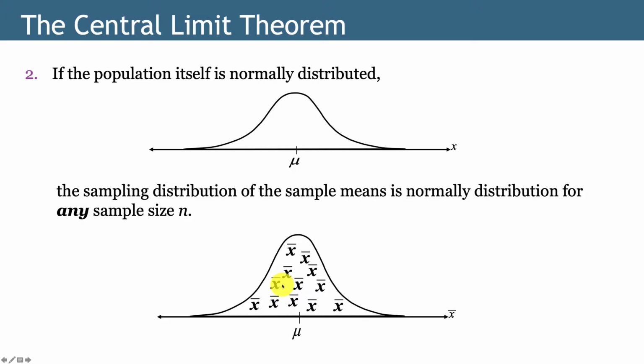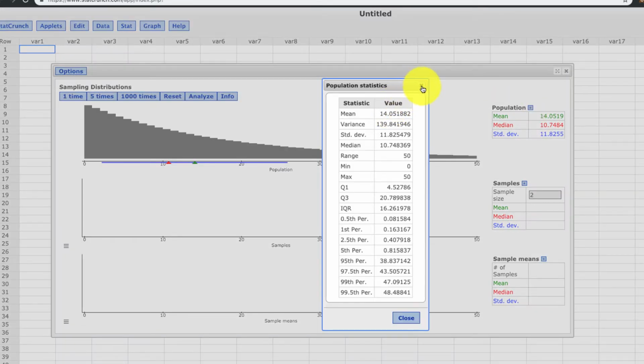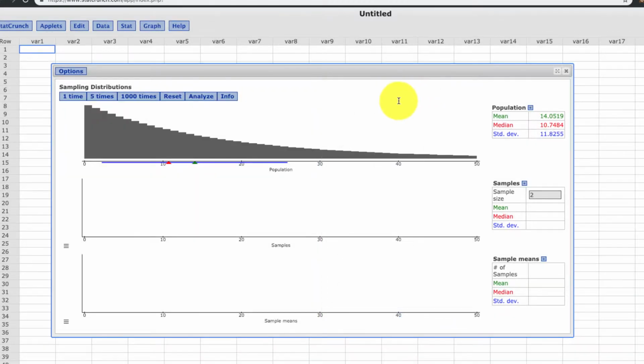So let me show you this in a simulation real quick to hopefully explain this idea. Here's a simulation I have. This is StatCrunch, and I have a very right-skewed population here. This has thousands and thousands of values. It's a simulation because we don't have time to go out and do this in real life. But notice this population has a mean of roughly 14 and a standard deviation of 11. Okay, and then there's all the other values if we care, but we don't really care.